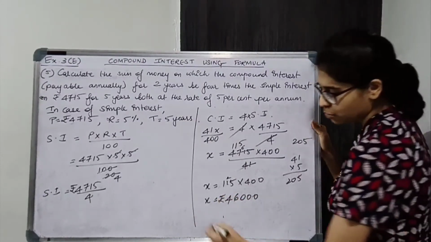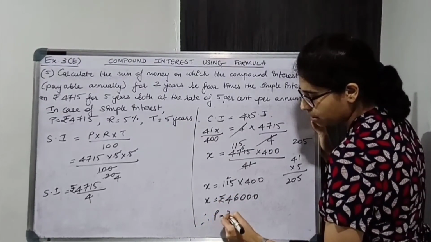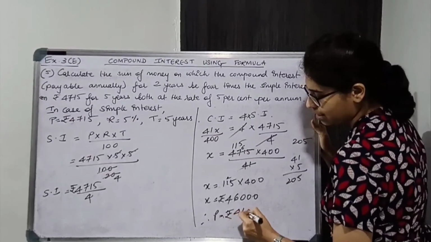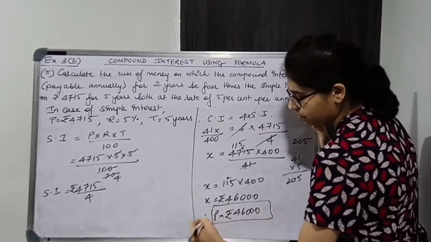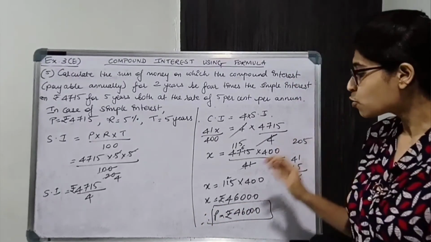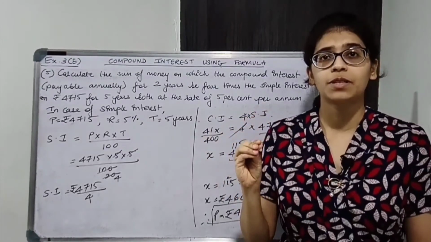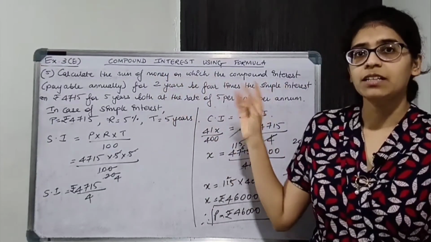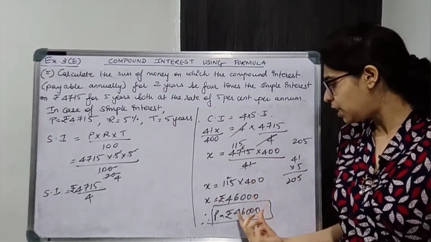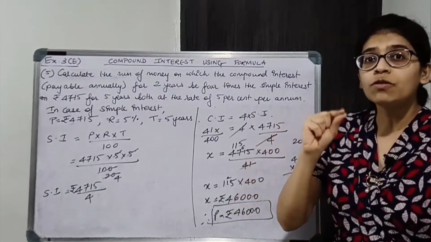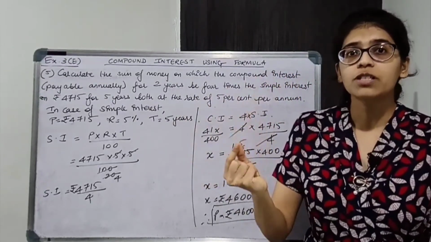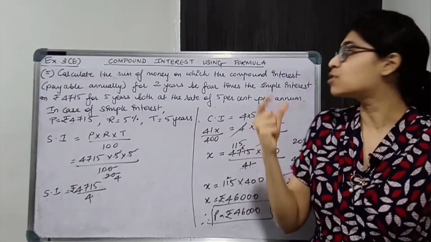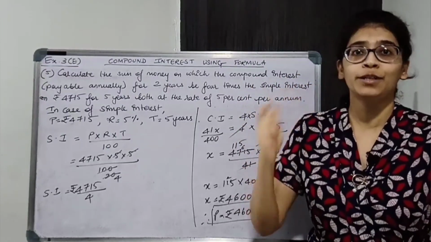Therefore principal is rupees 46,000. So box the answer, write down the rupee symbol and write down the final statement. The sum of money in case of compound interest is rupees 46,000. Don't forget, in case of compound interest, because we are calculating the sum of money in case of compound interest, not simple interest.